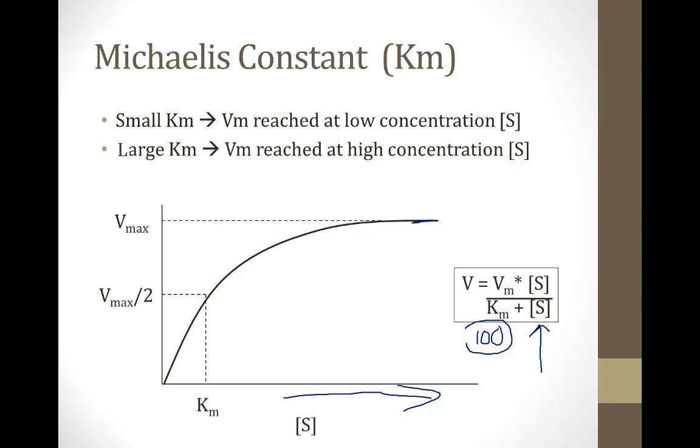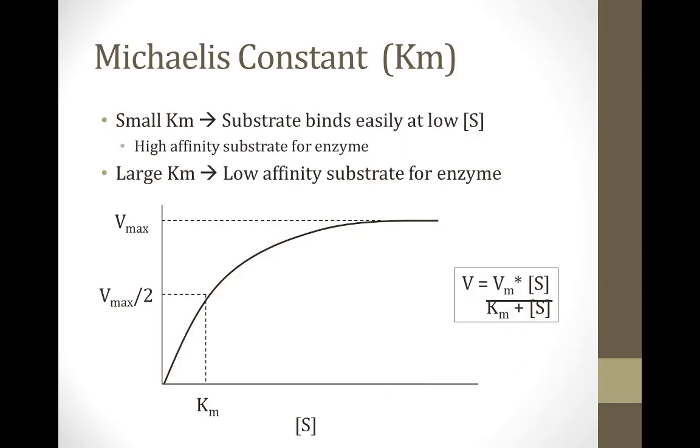So I've summarized this on the slide. If you have a small Km, Vmax is reached at low concentrations of S. On the other hand, if you have a large Km, then Vmax is not reached until high concentrations of S occur. Another way of looking at this is if you have a small Km, it means that the substrate binds easily to the enzyme even at low concentrations of S. In other words, even if there isn't much substrate around in the system, that substrate will find the enzyme, bind to it, and form product.